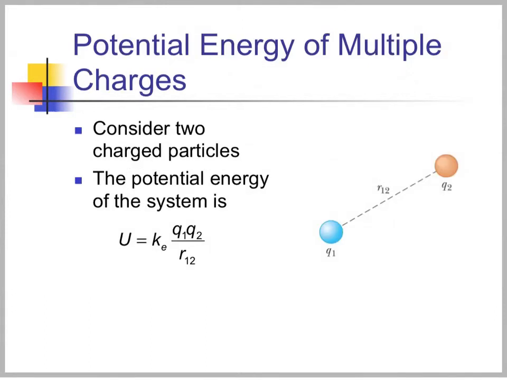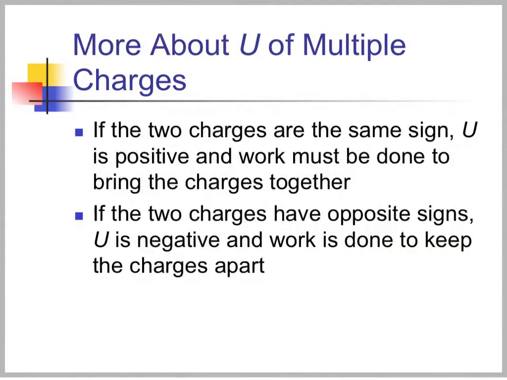Now, if I wanted to find the potential energy of multiple charges, I consider first the two charged particles. The potential energy of the system is K Q1 Q2 over the distance between them. If the two charges are the same sign, U is positive, and work must be done to bring the charges together. If the charges had opposite signs, U would be negative, and work is done to keep the charges apart.